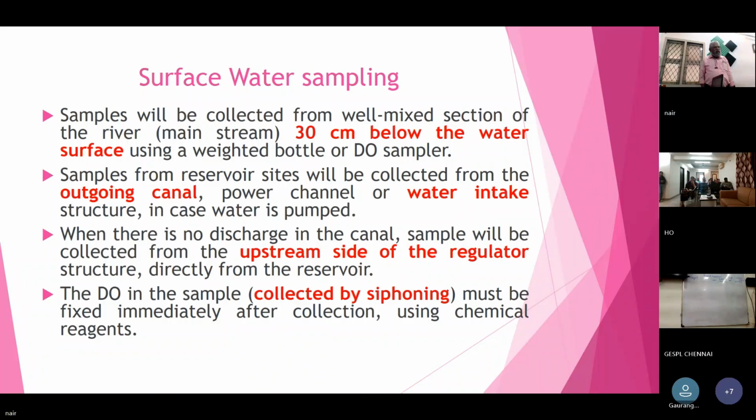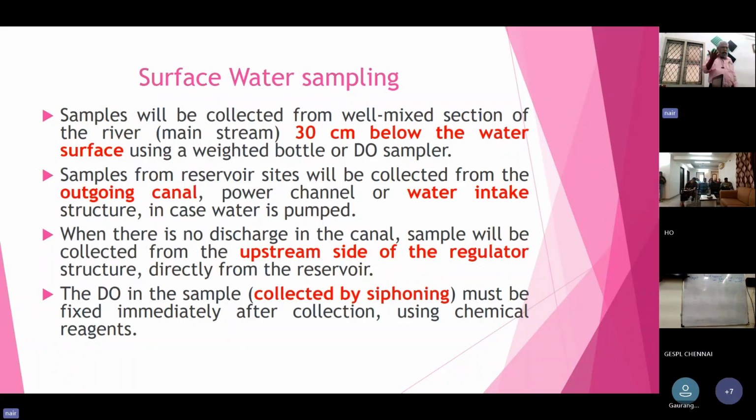Then second, reservoir samples you have to collect, and from the canals also we have to collect samples. Samples from reservoir sites will be collected from the outgoing canal. So if a reservoir has canals, for irrigation purposes or something, from the canal you have to collect it. Where? From the canal, power channel, or water intake in case water is pumped. If water is pumped, there is a pumping station for municipal water supply. So near the water pumping station, at the water intake place, you can take it.